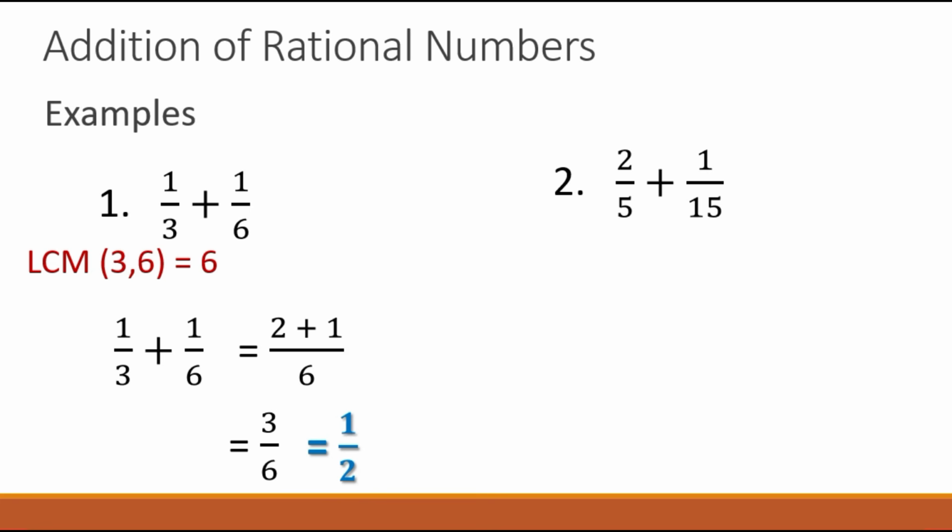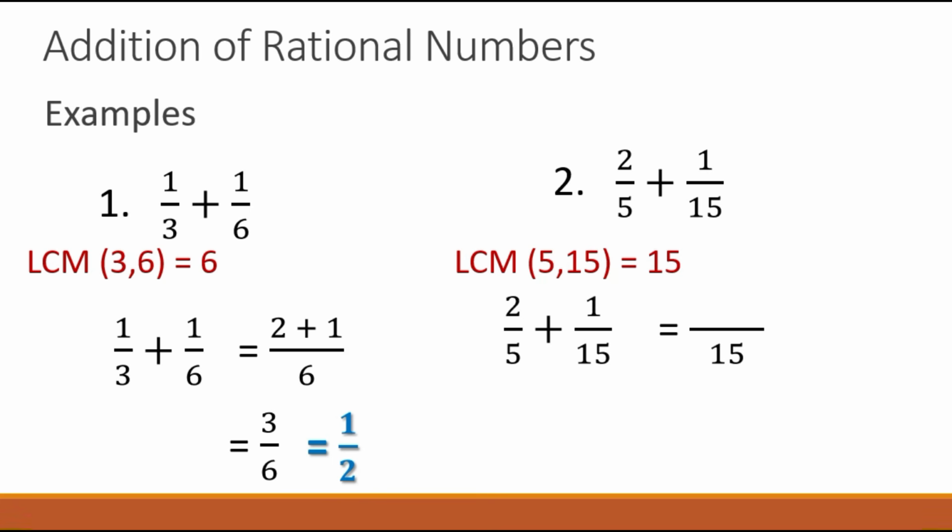Let us have another example. So what is 2 over 5 plus 1 over 15? First, get the LCM of 5 and 15. So obviously, the LCM or the least common multiple is 15. Why 15? Because 15 is the lowest or the least number that can be divided by both 15 and 5. So we copy 2 over 5 plus 1 over 15. Copy the least common denominator, which is 15.